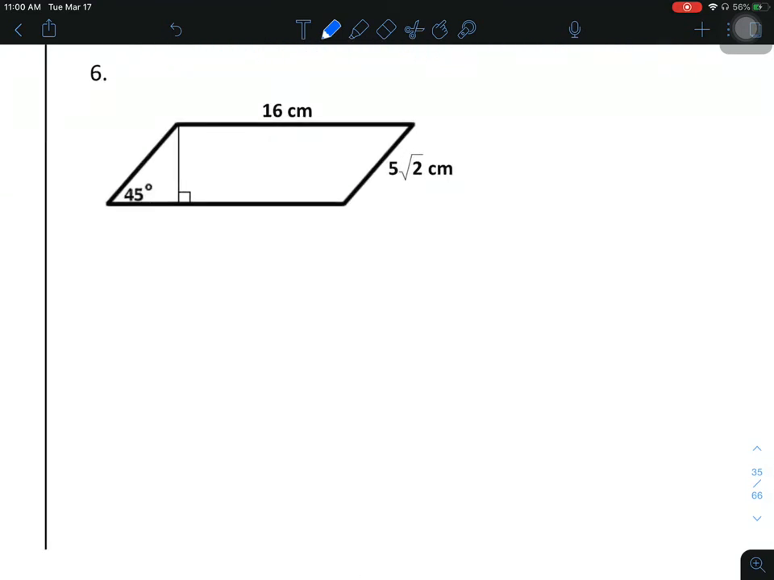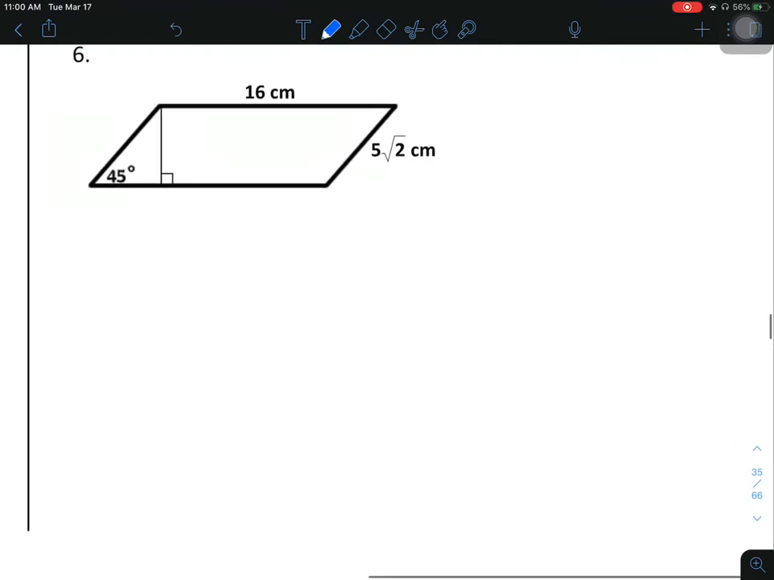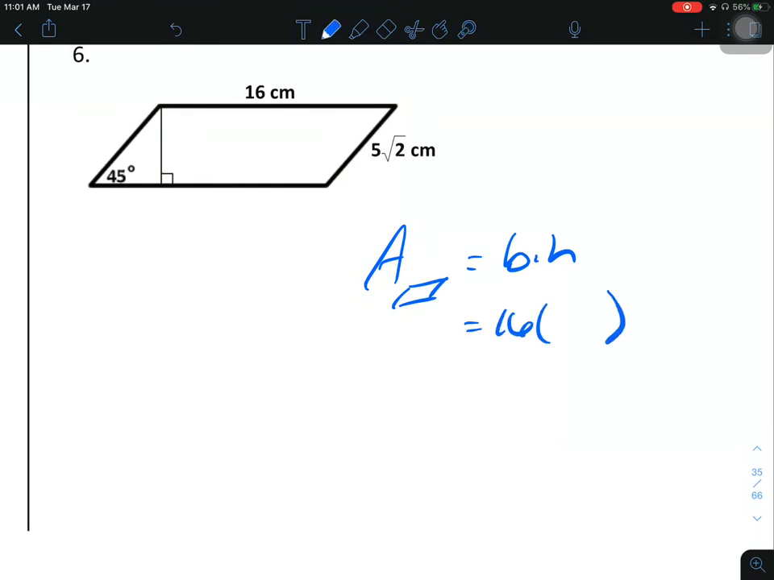Number 6, got to find the area. We need the base times the height. That's how to find the area of a parallelogram. Base and height are perpendicular. If we use this base, we got to use this height. We don't know what that height is.